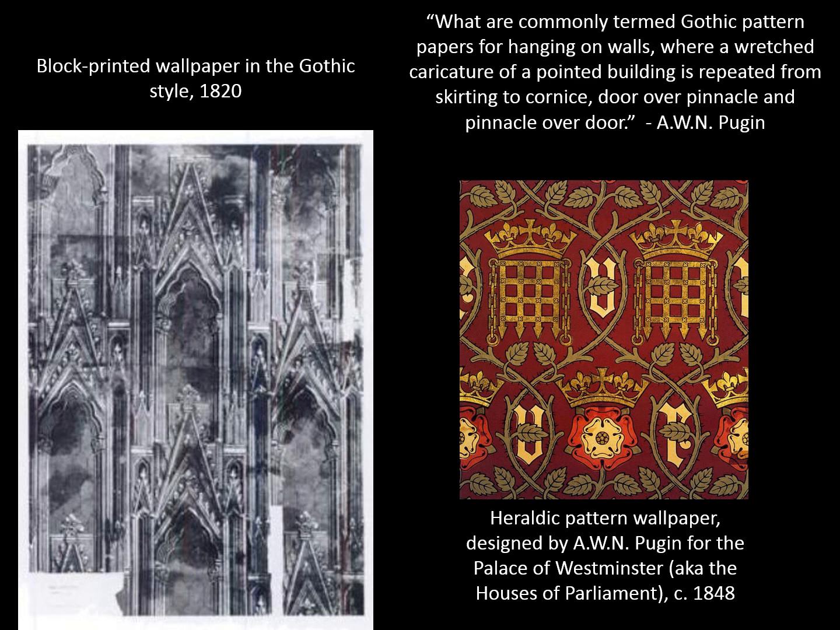But he was pretty scrupulous about how you converted things into Gothic, right? So, for example, on the right, the red one, we see this patterned wallpaper that was designed by Pugin for the Houses of Parliament. And on the left, we see the wallpaper in the Gothic style that we just talked about. And essentially, he hated the one on the left, right? He talks about it. He says, quote, "What are commonly termed Gothic pattern papers for hanging on walls, where a wretched caricature of a pointed building is repeated from skirting to cornice, door over pinnacle, and pinnacle over door," right? So he calls it wretched.